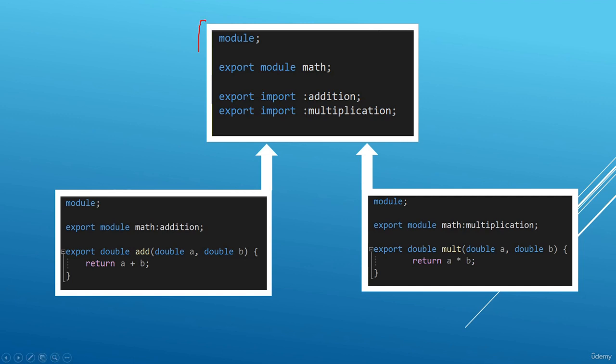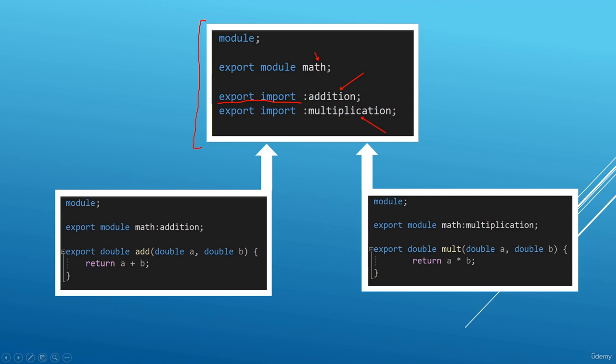On top here, we have our math module, which is declared, but this module is made up of two partitions. We have an addition partition and a multiplication partition, and we bring in the partitions by using this syntax you see here. We say import. If you want to use the partition internally in this module file, you can only import it. But if you want it exported for use by people who import the math module, you have to use export import as we are doing here.